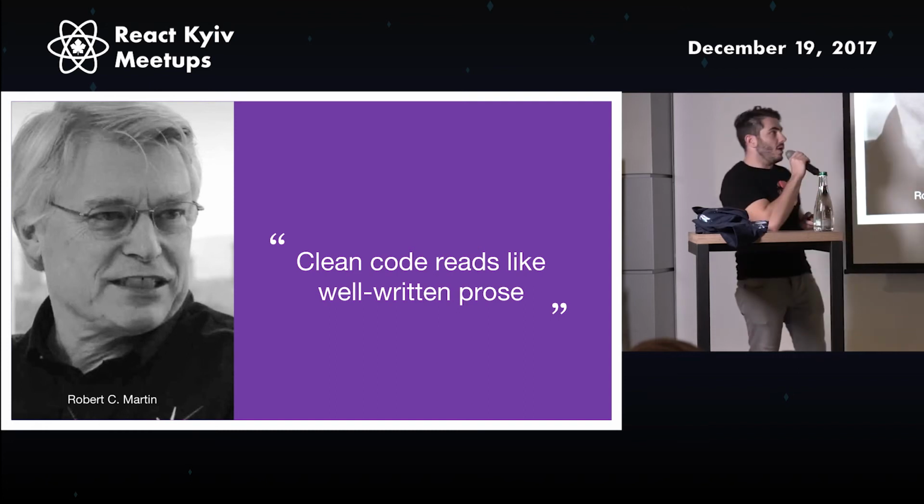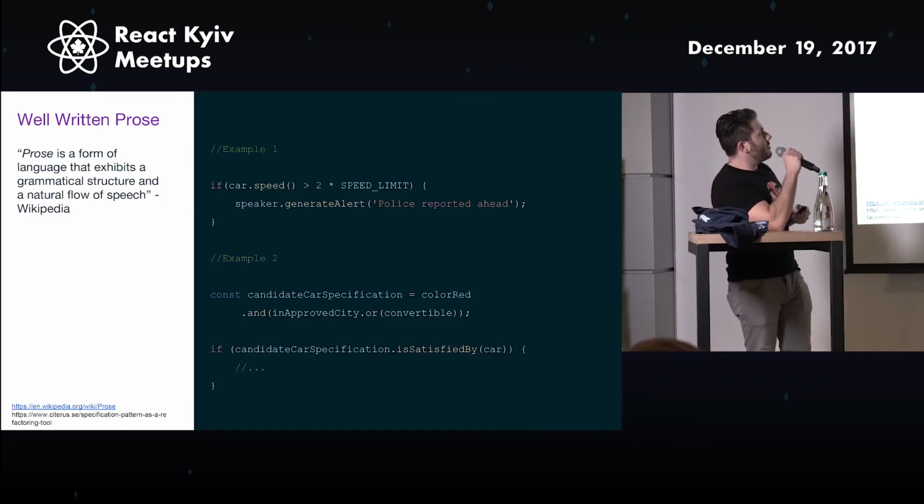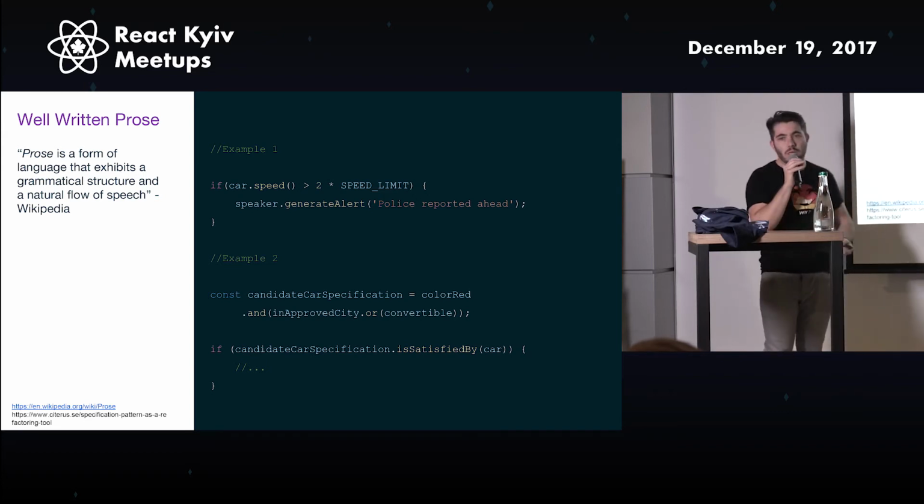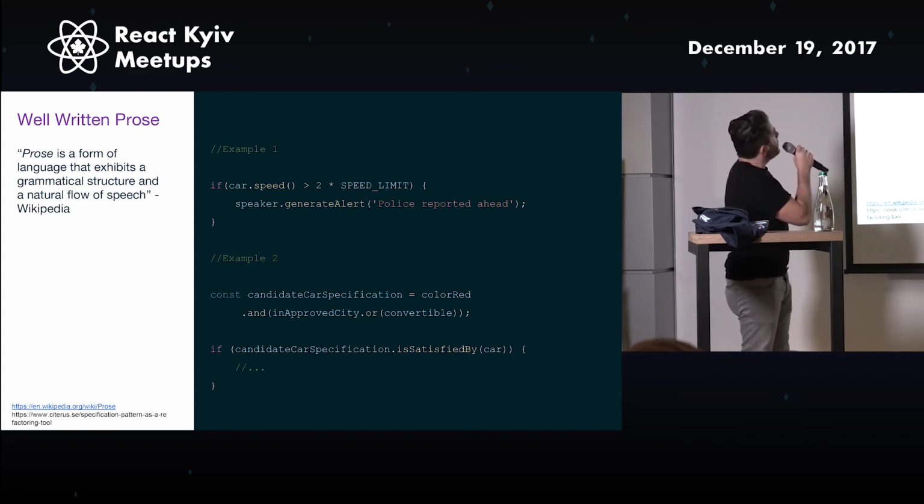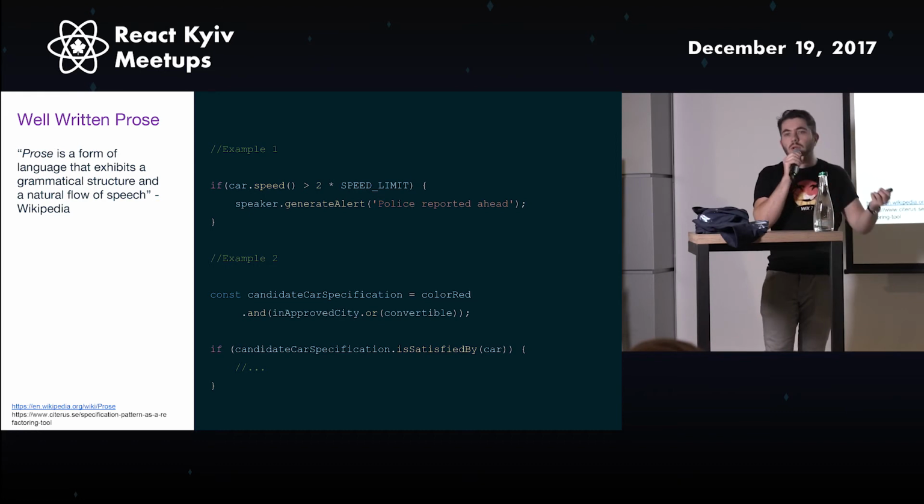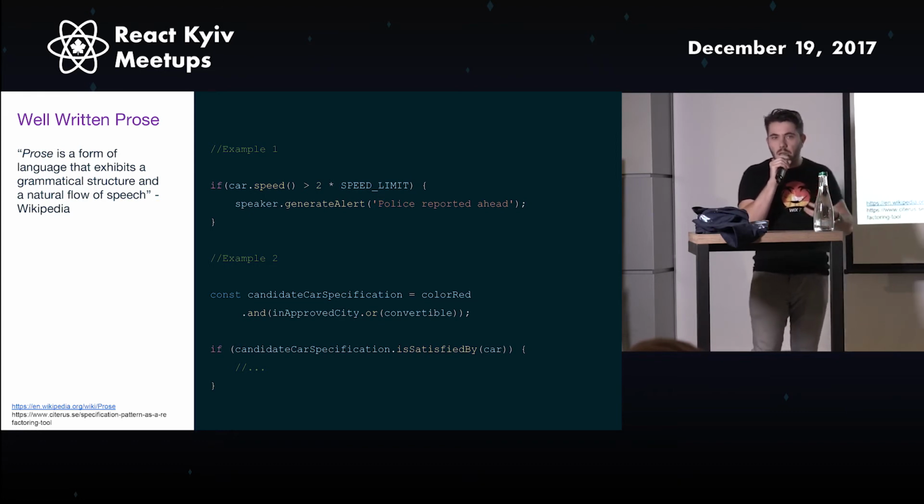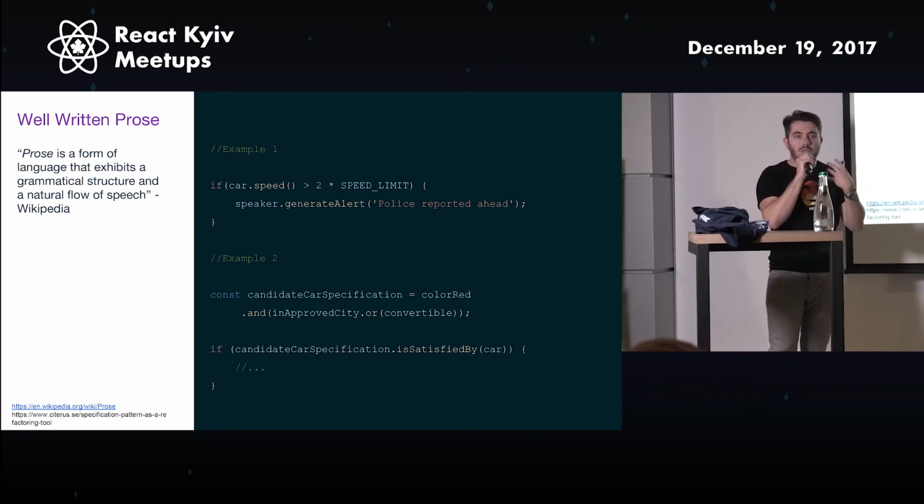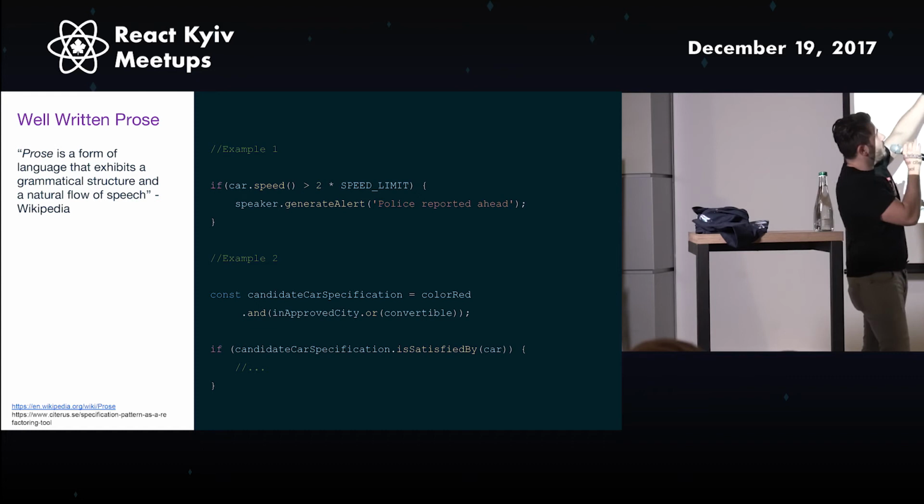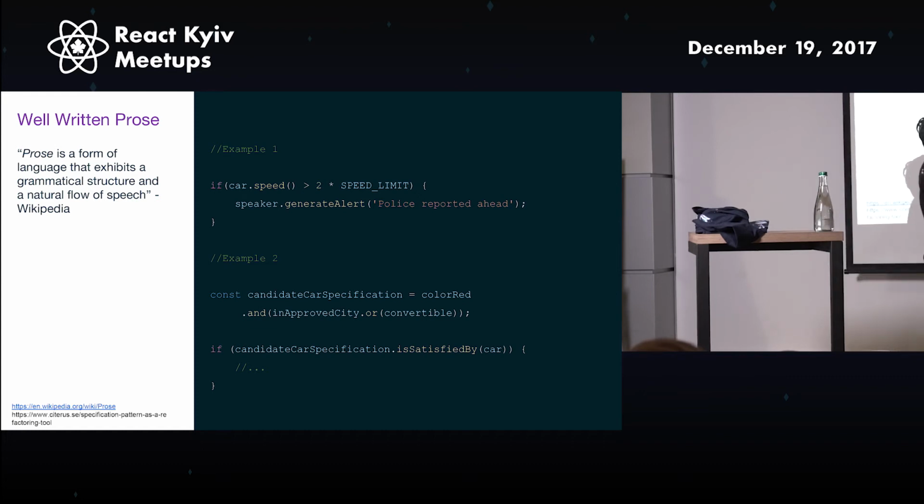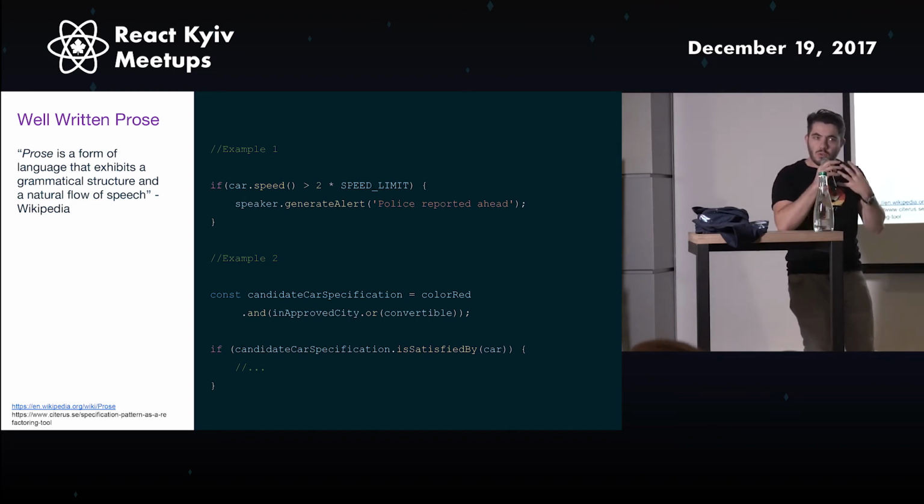Okay? Now, to understand what this guy meant, we need to first of all define what prose is. Prose, and I stole it from Wikipedia, because I'm lazy, says that prose is the closest thing to our natural language, right? That's it, the way we speak. And what he meant is that when I read the code, it needs to be closer to the sentence, to the way I would say the sentence in my own native language, right? And here I have a couple of examples, really simple, right? If you read this code, like if car speed is twice the limit, speaker generate alert, right? So, if candidate car specification, the color red and in approved city or convertible, if candidate car is satisfied by car, blah, blah, blah. Now, when I read it, it's pretty much close to the way we speak, right?